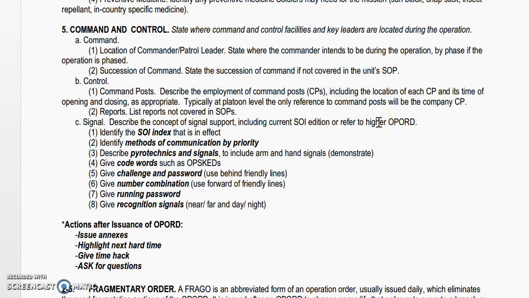And command and control. Without getting too far into this, this is typically going to be given to you, right? But you want to be able to describe as much information as possible.